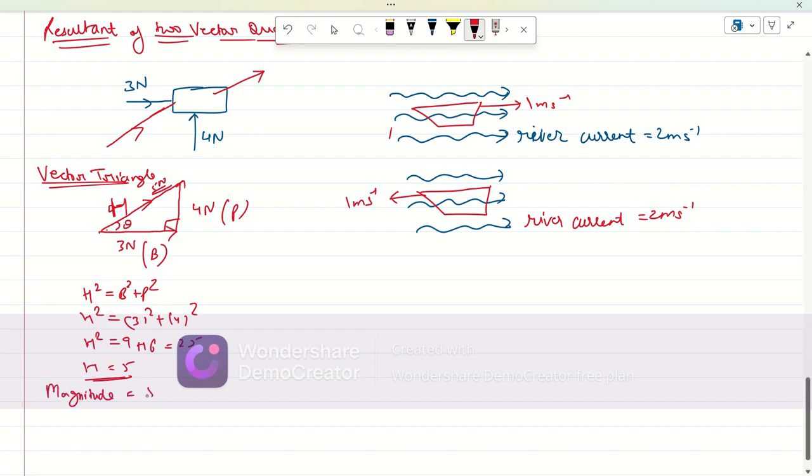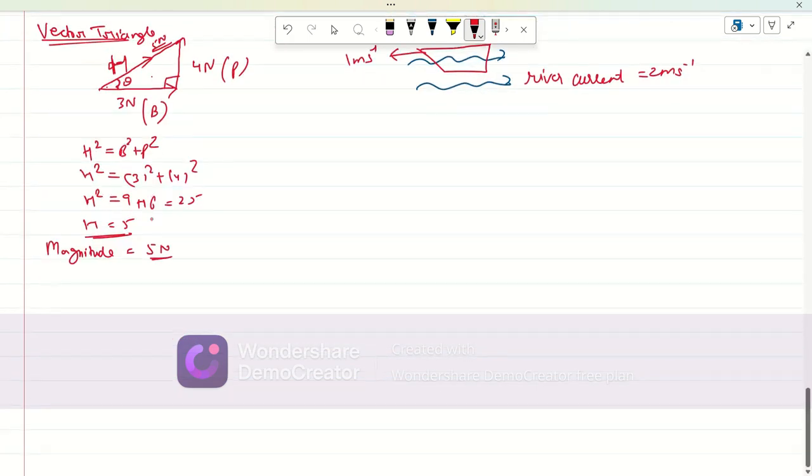Magnitude is equal to 5 Newton. Now if I ask you what is the direction, the force is acting at an angle theta. How to find this angle theta? For this we will use the concept of trigonometry. There is a trigonometric identity tan theta, and it is defined as perpendicular by base.